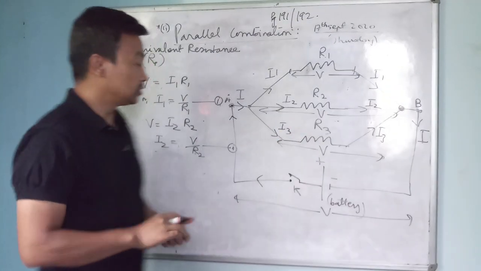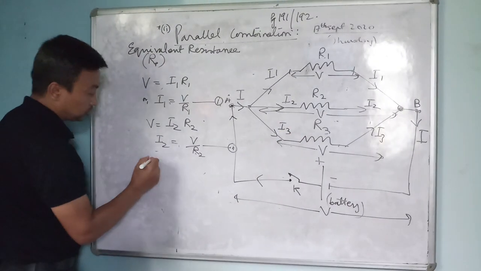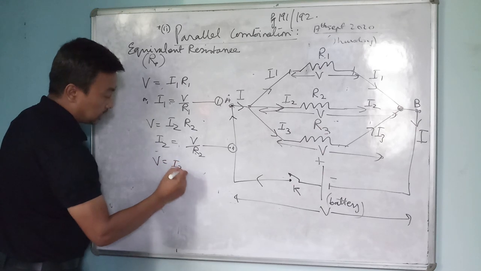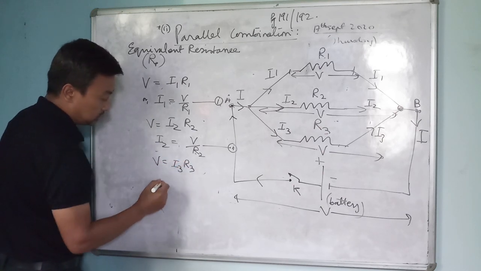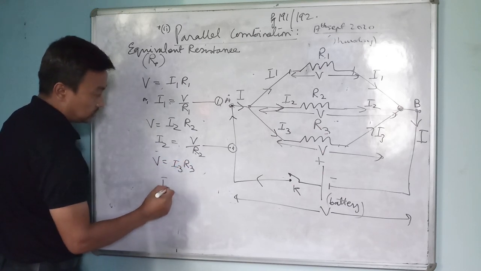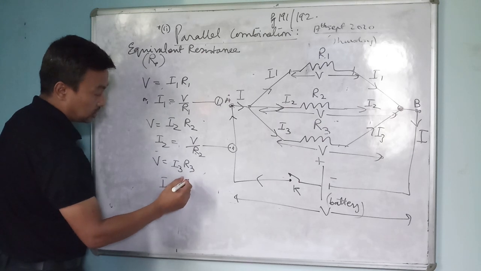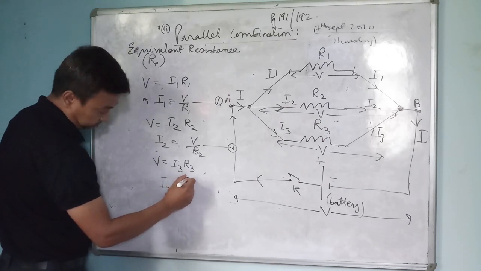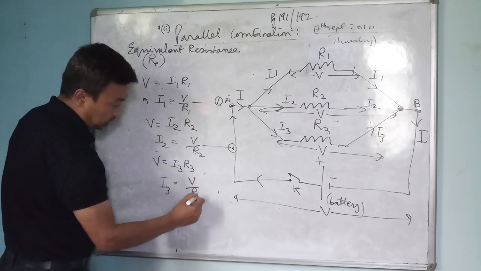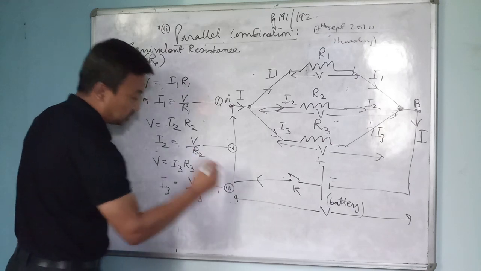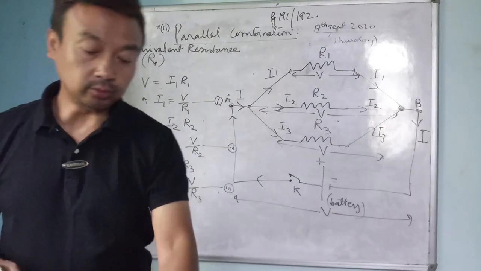And through the third resistor, using Ohm's law, the current flowing is I3 and the resistance is R3. So from here, I3 will be given as V upon R3. So this is the third equation.